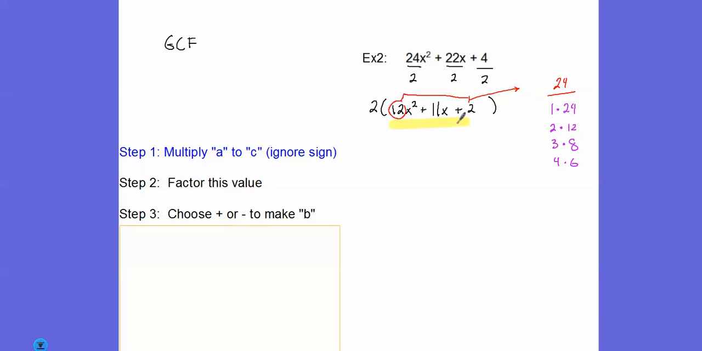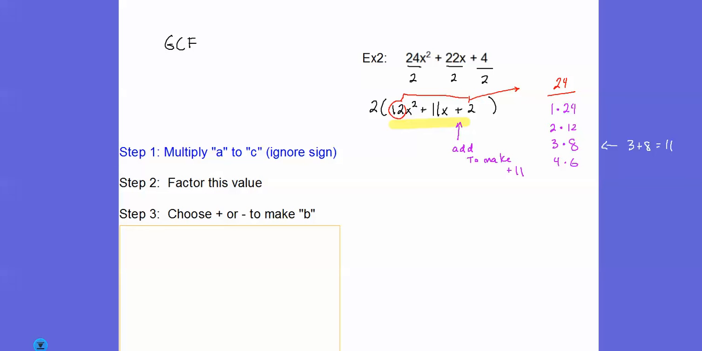In this particular case, notice the symbol I'm looking at? This tells me I need to add to make the b. Now in this case, b is going to be a positive 11. So one of these sets of numbers is hopefully going to add and give me positive 11. Well, if I look right here, I see that 3 plus 8 actually will be 11.